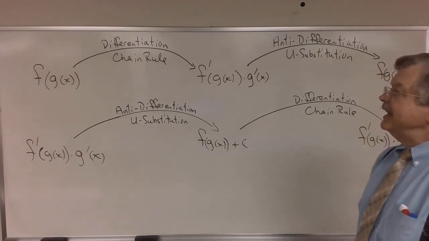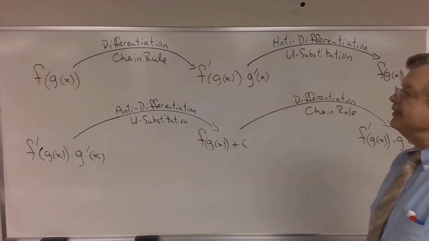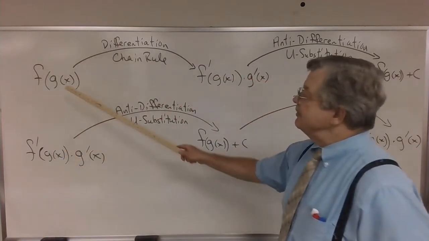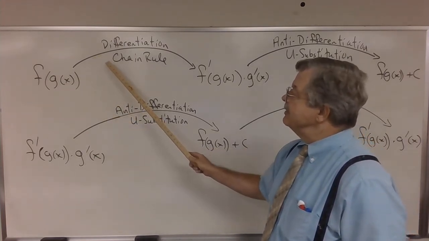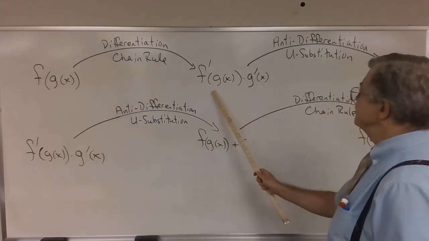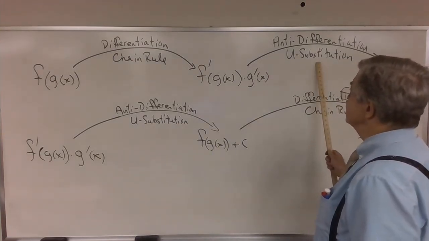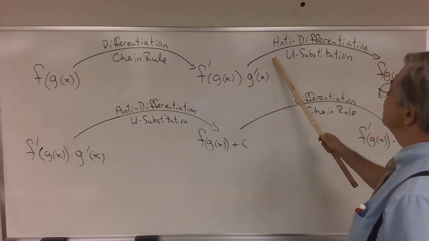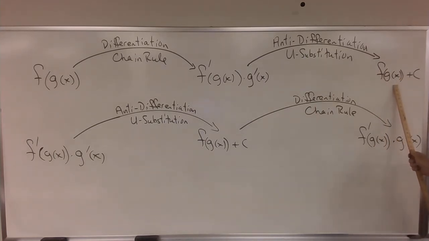Okay, the chain rule and differentiation versus anti-differentiation and U-substitution. Remember what the chain rule does. The chain rule tells us how to compute the derivative of a composite function. So through differentiation, the chain rule gives us the derivative of a composite function. U-substitution takes the derivative of a composite function and through integration or anti-differentiation gives us back the original composite function plus a constant.